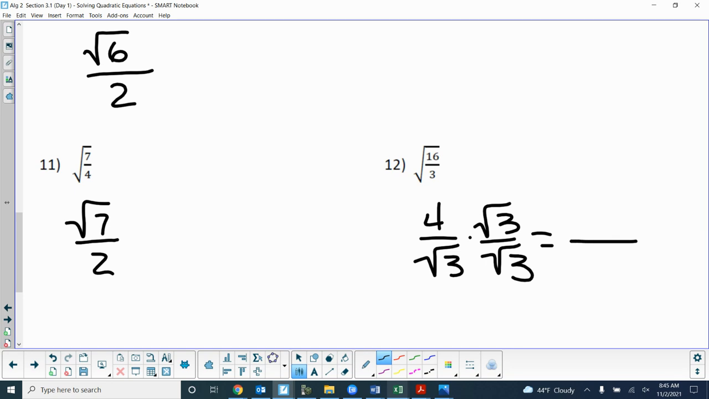So, Mr. Berkey, what's the answer? Would be radical 12 and then. No. If that was radical 4 times radical 3, it's radical 12. Good. Okay.